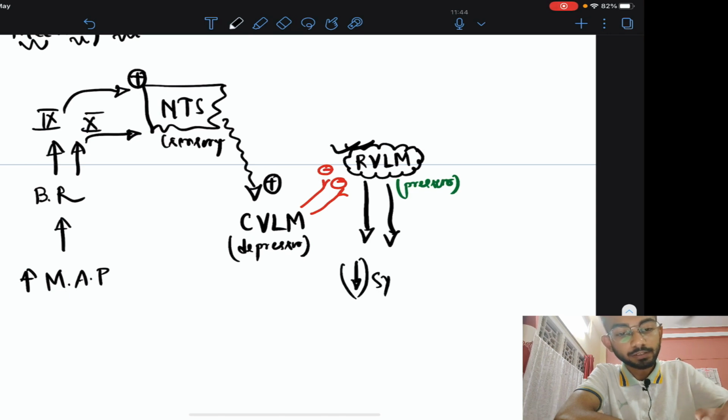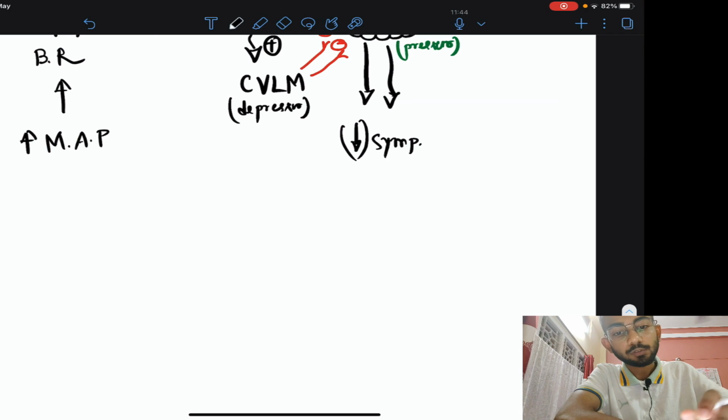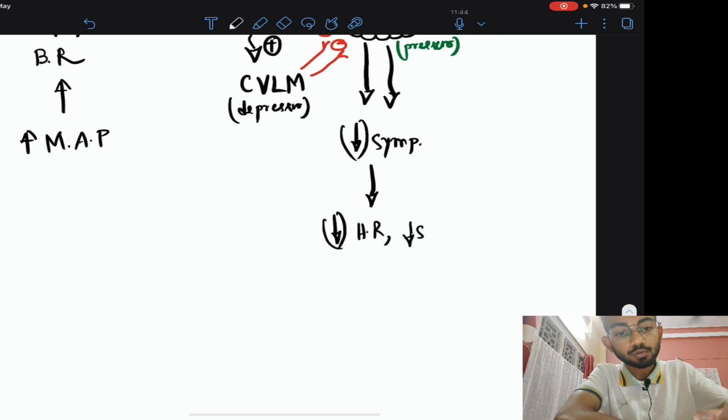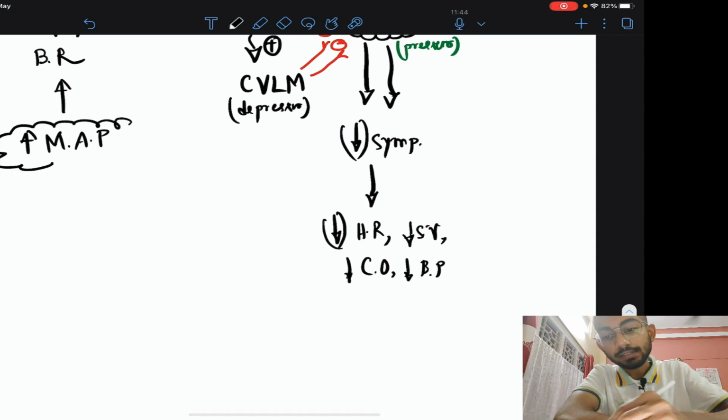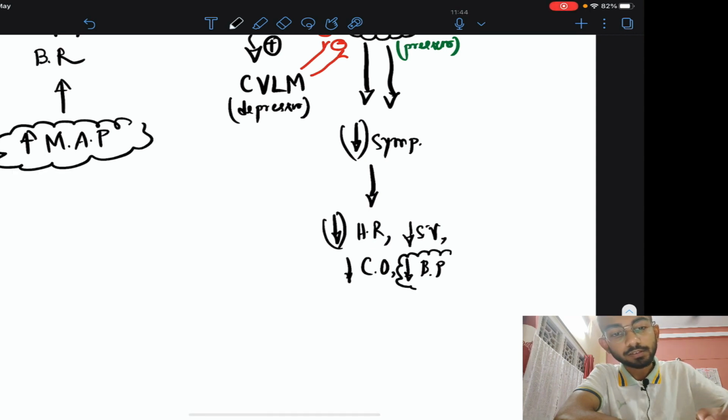This will decrease the sympathetic flow. Now the decrease in the sympathetic flow will decrease the heart rate, will decrease the stroke volume, will decrease cardiac output, will decrease the blood pressure eventually. So the increase in the mean arterial blood pressure has now led to the decrease in the mean arterial blood pressure.